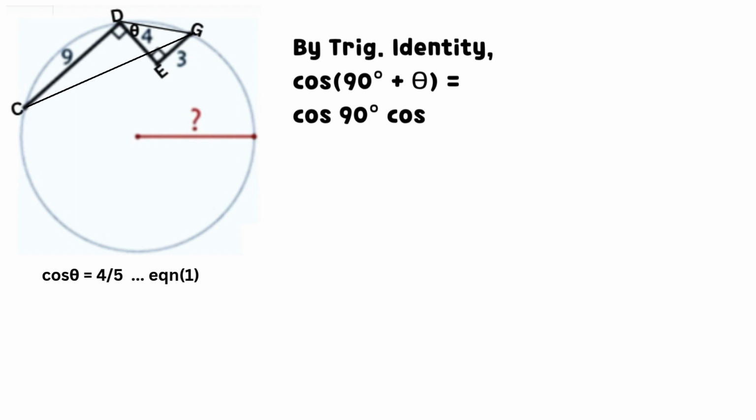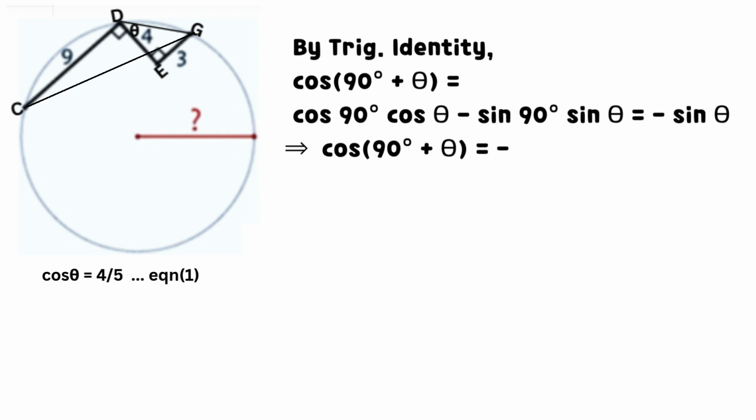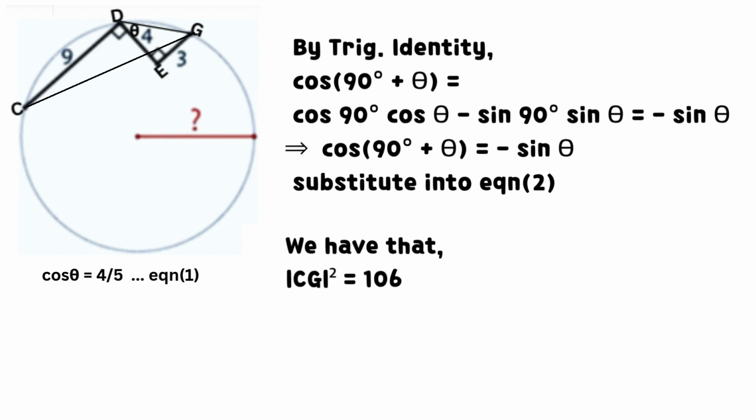By trigonometric identity, cosine of 90 degrees plus theta equals negative sine theta, as shown on the screen. Substitute it into equation 2. We have that the square of CG equals the sum of 106 and 90 times sine theta. We call it equation 3.